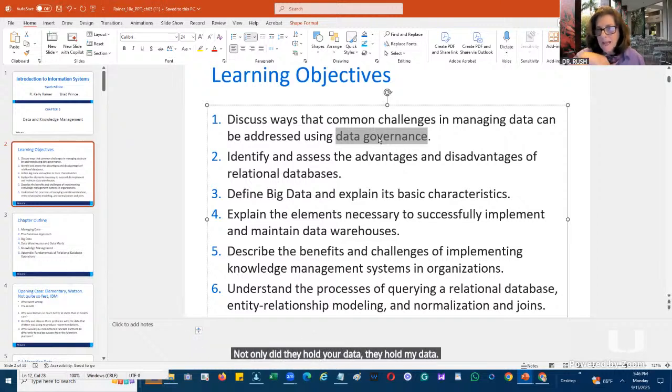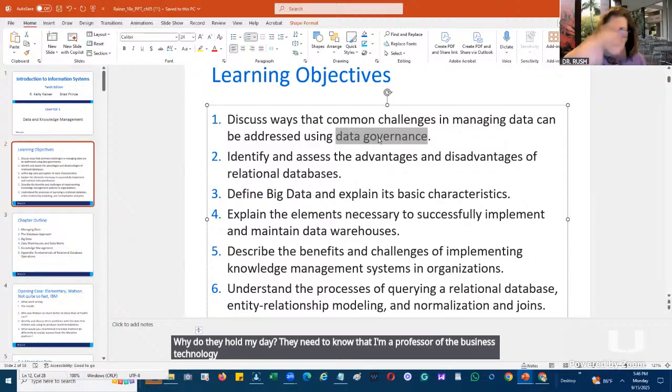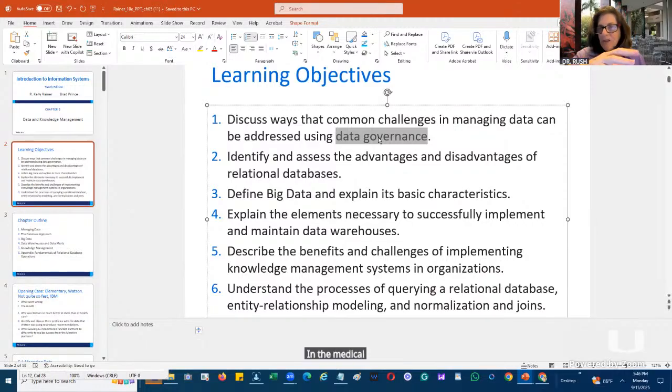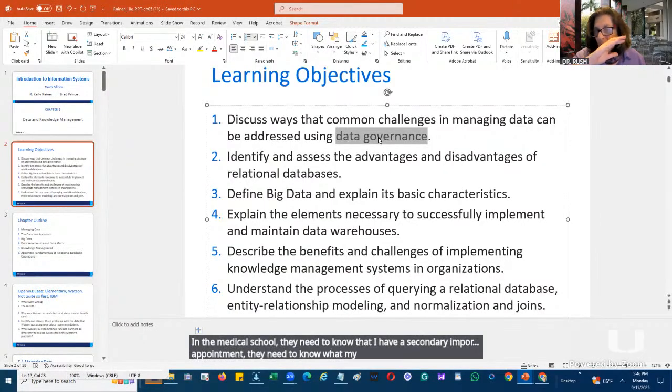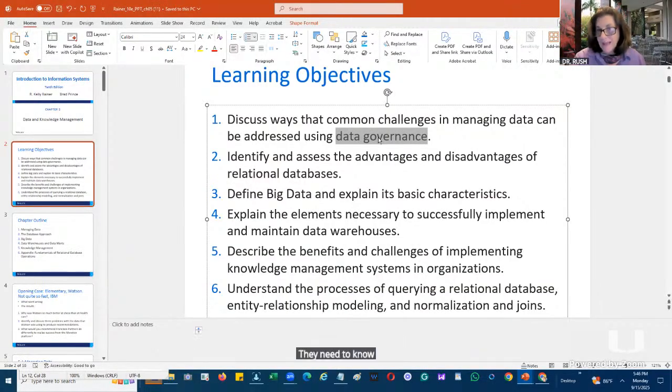Why do they hold my data? They need to know that I'm a professor of business technology and also in the medical school. They need to know that I have a secondary appointment. They need to know my salary, my rank, if I'm tenured, basically my address, my social security number, my C number.